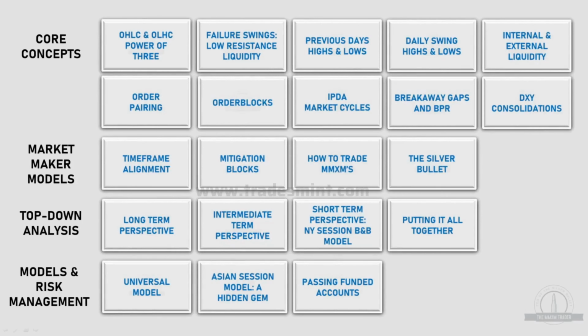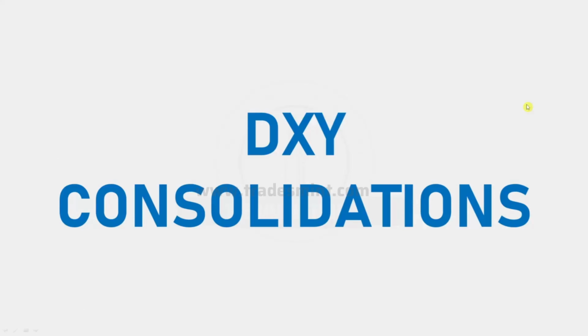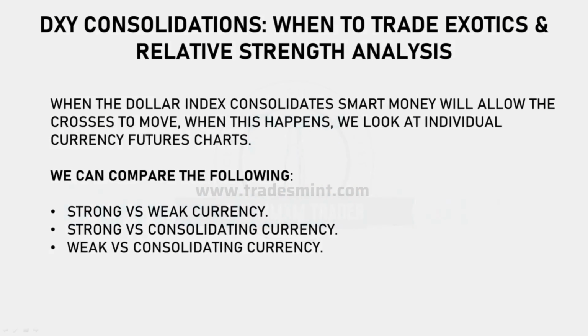So we've reached the final lesson of core concepts, which is DXY consolidations. DXY consolidations, when to trade those exotic pairs and how to do relative strength analysis. When the dollar index consolidates, smart money will allow the crosses to move, and when this happens we look at those individual currency futures charts and we can compare the following: strong versus a weak currency, strong versus a consolidating currency, and a weak versus a consolidating currency.